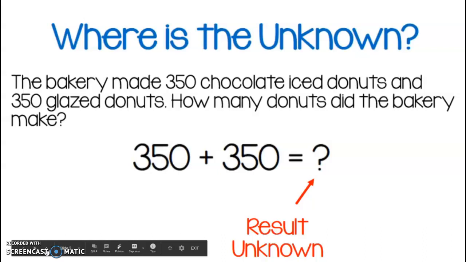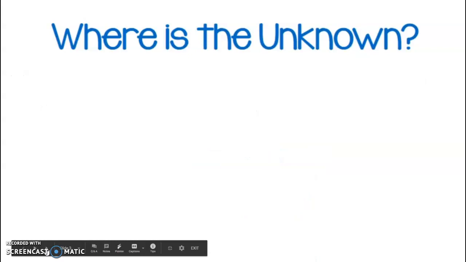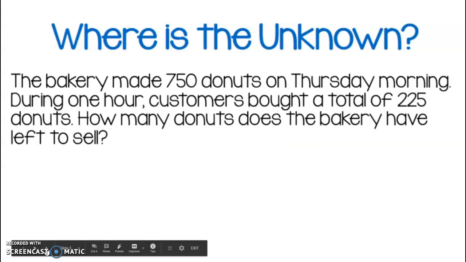Let's find out. Let's take a look at this problem. The bakery made 750 donuts on Thursday morning. During 1 hour, customers bought a total of 225 donuts. How many donuts does the bakery have left to sell? This is a subtraction problem. How do you know?